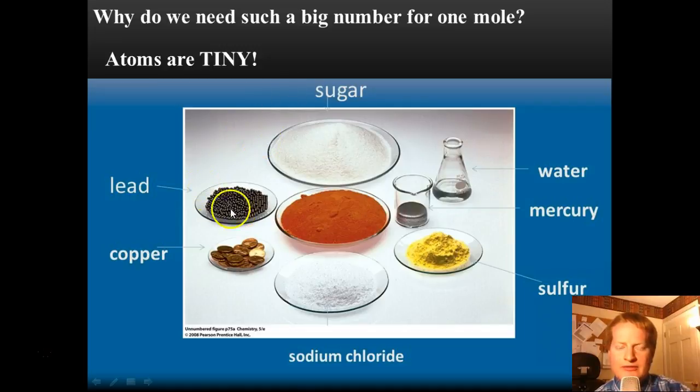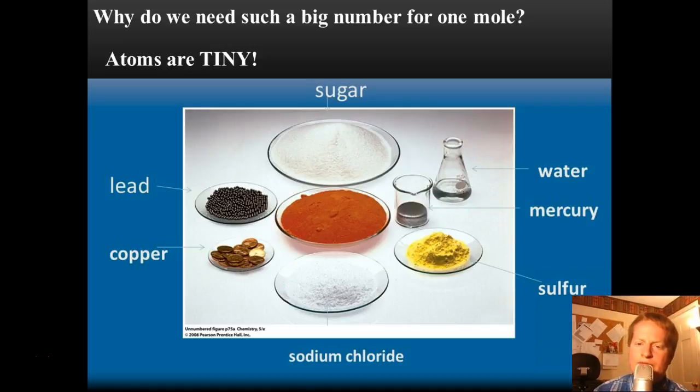Here are some examples. Here is a mole of lead atoms, and here's a mole of copper atoms. Here's a mole of sodium chloride, a mole of sulfur, a mole of mercury, and here's a mole of water molecules, and here's a mole of sugar molecules. In each of these, there are contained 6.02 times 10 to the 23rd either molecules or atoms. We need to use this because atoms are so tiny that we need to have a mole of them in order to be able to visualize what we're referring to, basically.